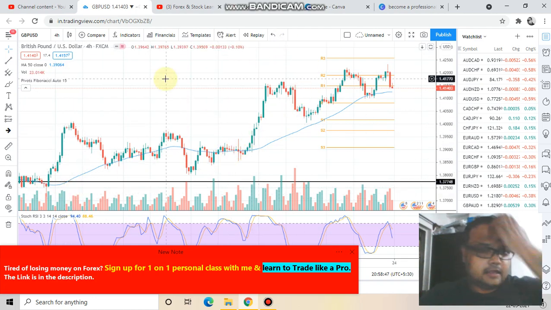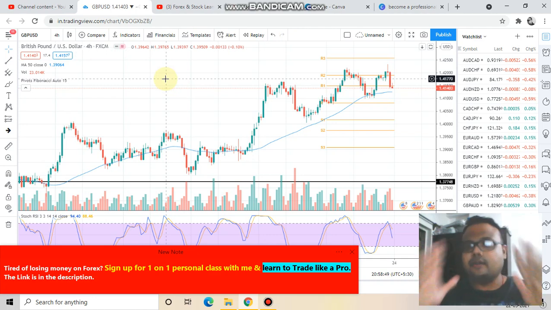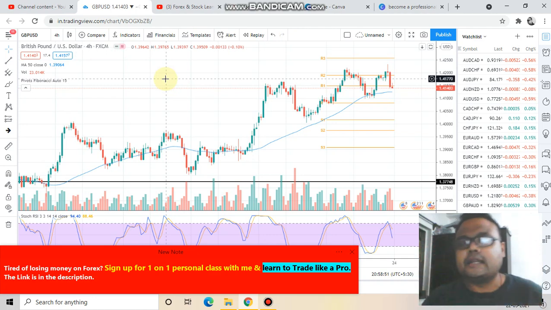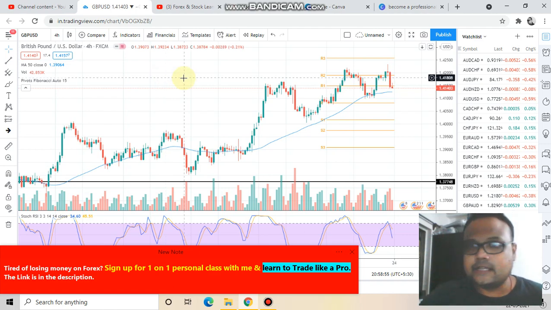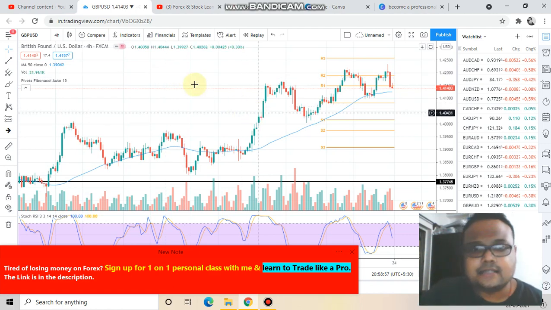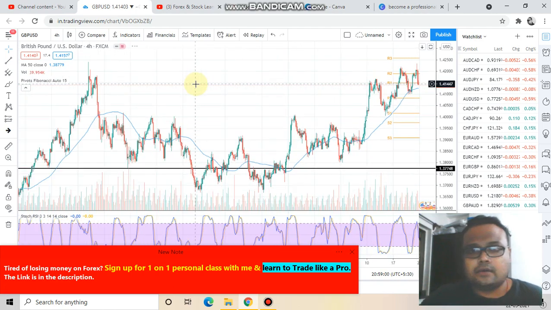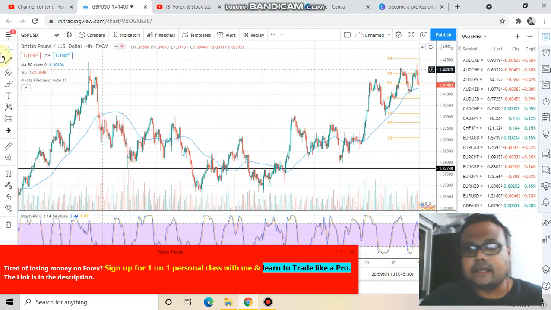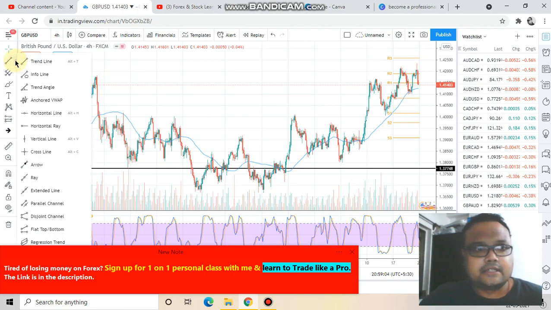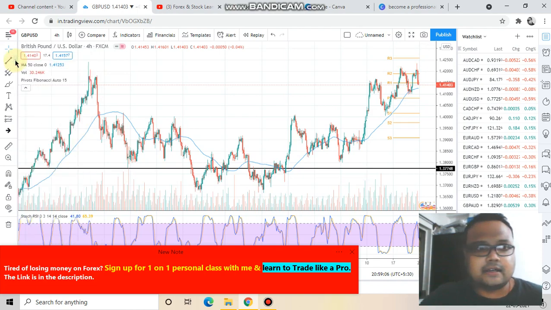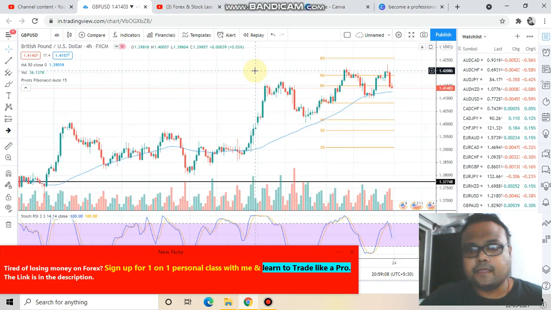So if you just look at the chart, there is no denial that the market is in an uptrend. The market is in an uptrend, and we can see that the market is making higher highs. But if we zoom out the chart, we can see that the market has got a resistance, and that resistance is kind of problematic for us. Otherwise the chart was very clean.